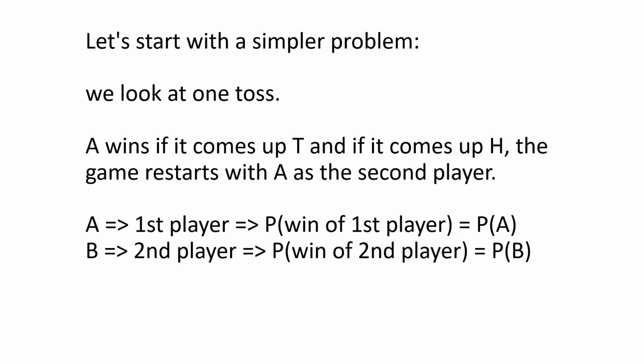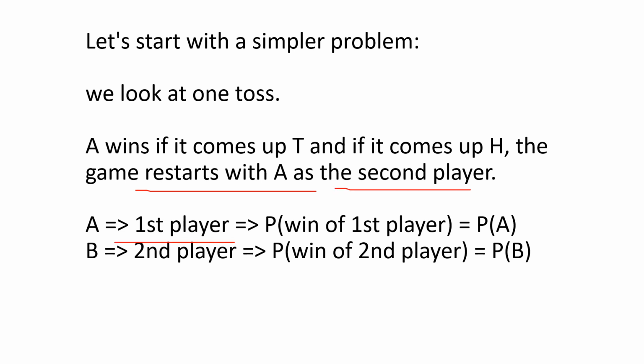Let's start with a simpler problem of just one coin toss. A and B toss the coin. If it comes up tails, the person who tossed the coin wins the game. If it doesn't, the other person tosses the coin and so on. So A wins if it comes up tails, and if it comes up heads, the game restarts. That is, then B tosses, and then again A tosses.